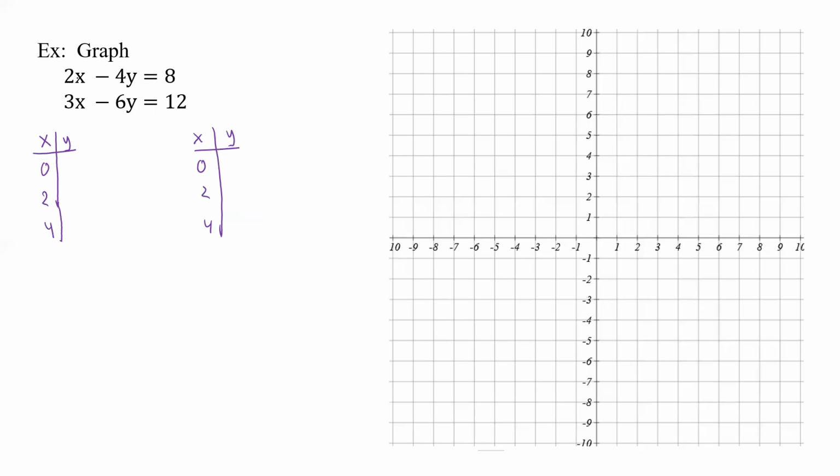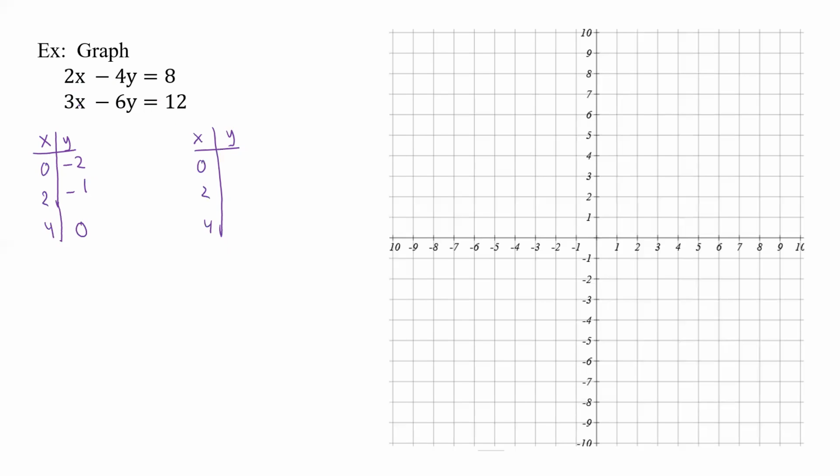Now, if we plug in 0 for x, that goes away. And divide by negative 4, we get a negative 2. Okay. Now, what if we plug in a 2? That's going to be 4. So if we subtract 4, we're going to get 4. Divide by a negative 4, we're going to get a negative 1. Now, if we plug in 4, that's going to be 8. Subtract that, that's going to be 0. And so this will be a 0. All right, what about the second one?